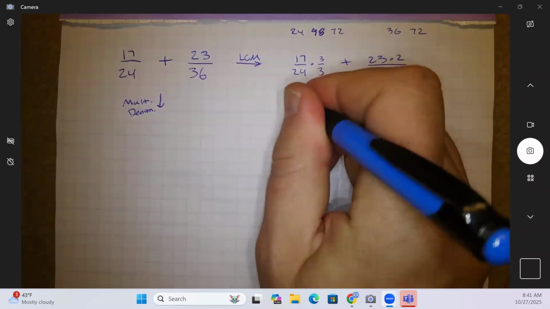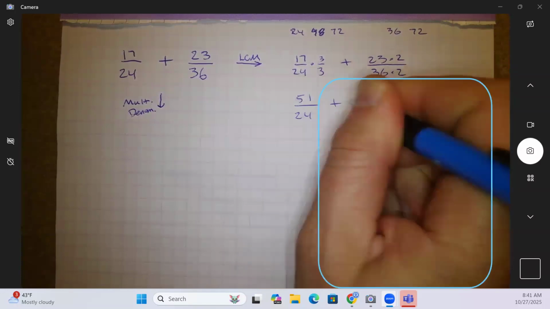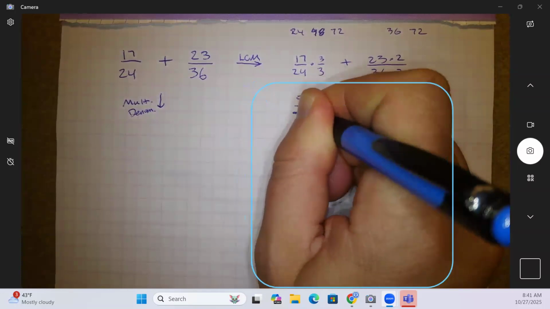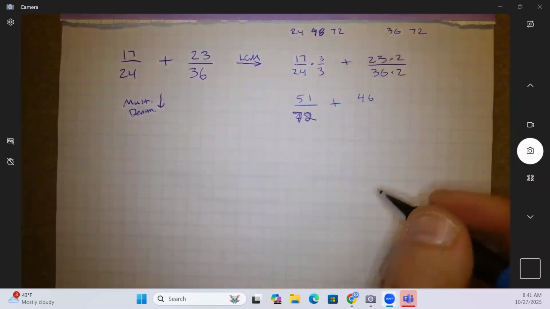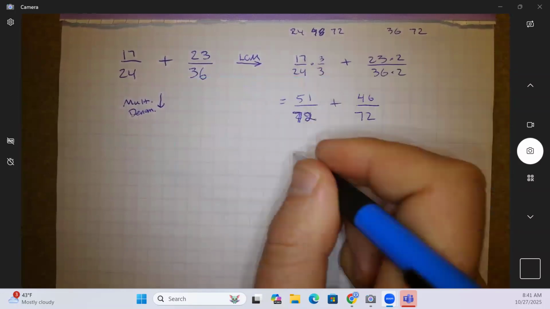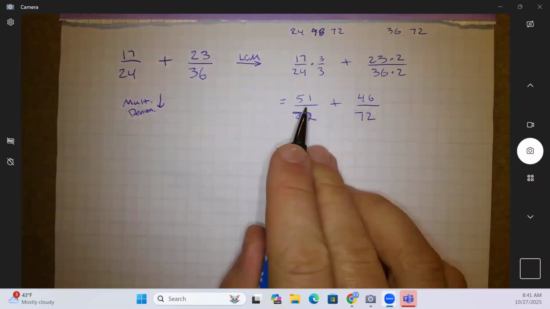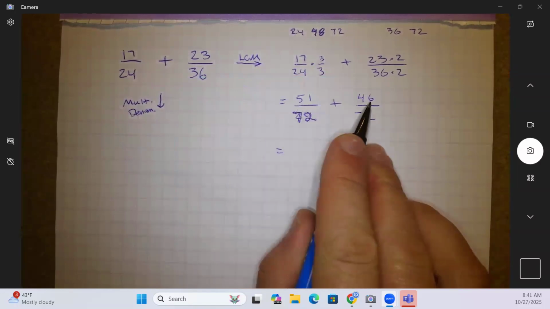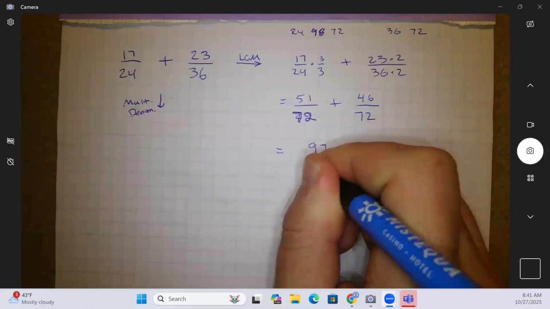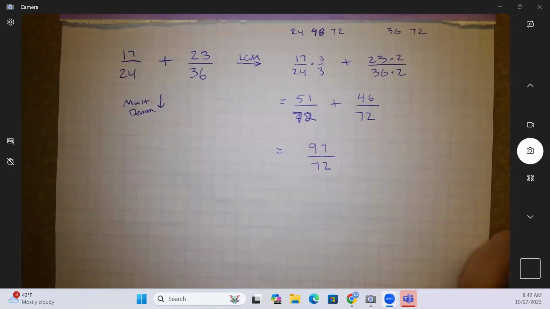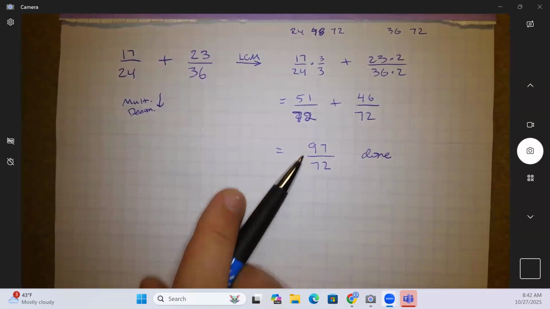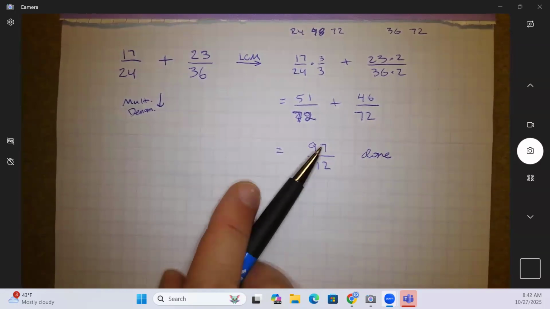And then I do the arithmetic, and I have 51 over 72 plus 46 over 72. That's 97, I think, over 72. And I believe that I'm done, because I don't think that 97 and 72 share any common factors. In fact, 97 is prime.